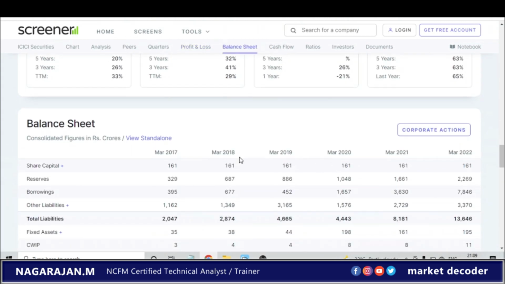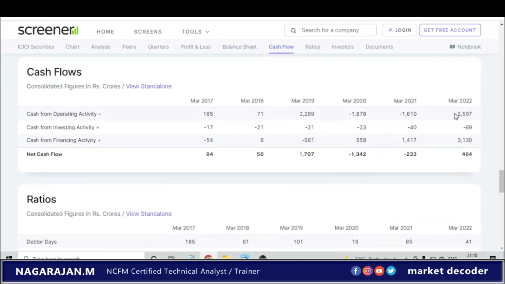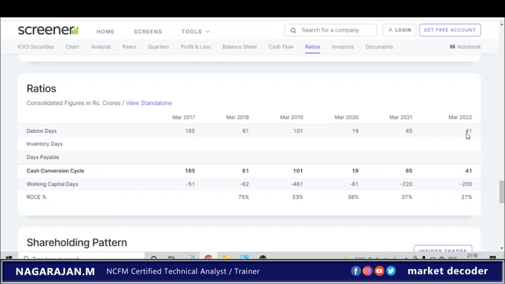Good dividend payment. Then the balance sheet is really clean. Reserves are simply increasing, which is a very healthy thing. Borrowings is one concern. Other than that, we are really good. The total liabilities is 13,600, so we will be getting some money from the liabilities. They have assets of almost 13,430 crores. Cash flows are one more negative thing. Debtor days have been reduced from 65 to 41, which is one good thing.